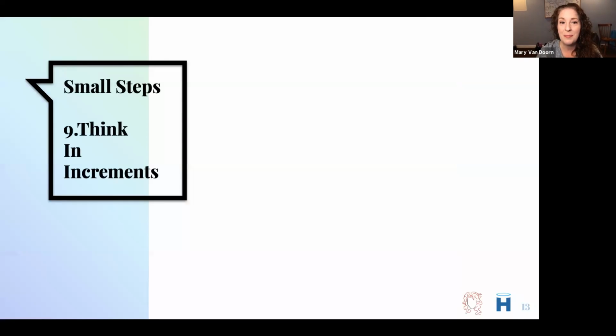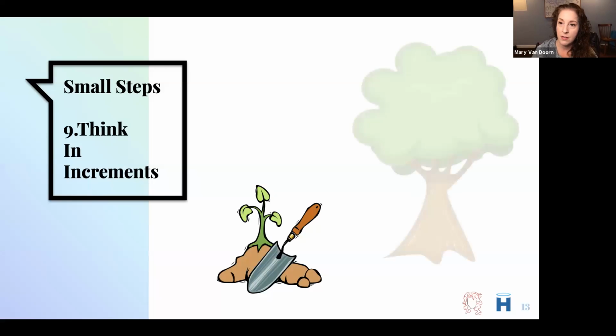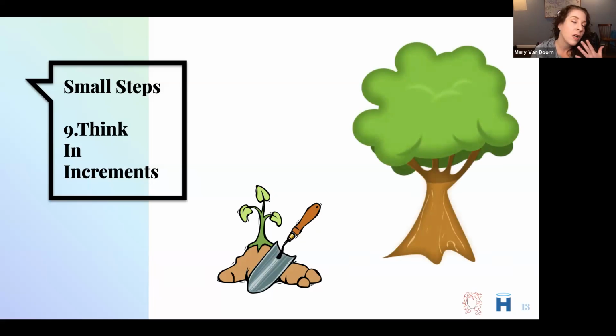All right, number 9, think in increments. When I was 300 pounds, if I thought to myself that I have to lose 100 plus pounds, I would never have gotten there. I would have felt so overwhelmed looking at the big picture. That's why we have this little seedling looking at the big tree, and it's like, no way, I'm never going to get there. So break things down for yourself.